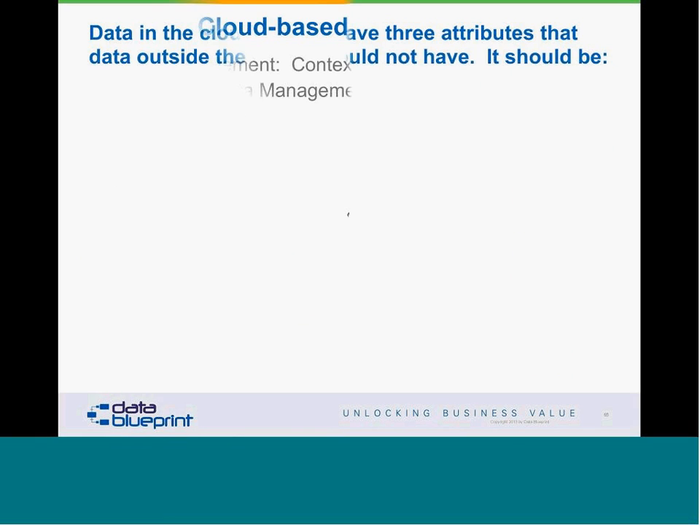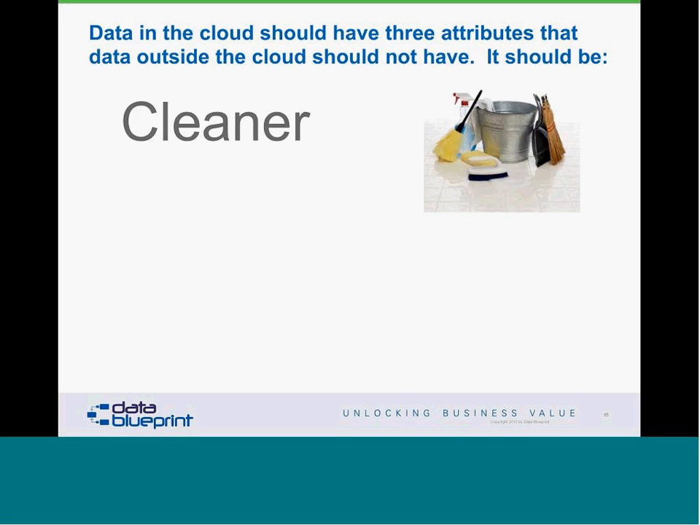To the meat of the presentation here, which is that data in the cloud should have three consistent attributes that data outside the cloud should not have. It should be cleaner, and that's a pretty easy argument to make. If we're going to put data in the cloud, we want it to be of higher quality. I know that sounds like a bit of a no-brainer, but if we put data in the cloud and it gets messed up in the process of going to it, or it's not clean in the first place, you'll have a lot more people accessing data of a lot lower quality.